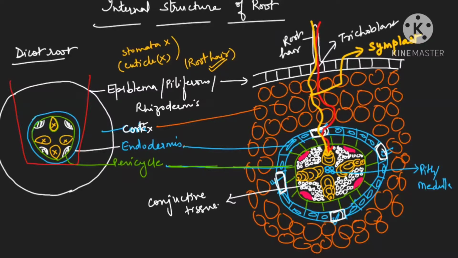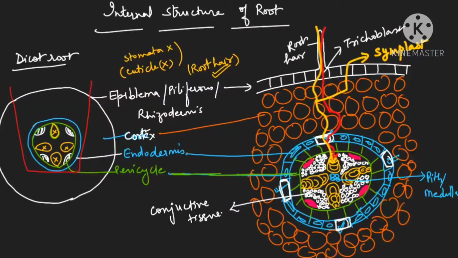But if water is coming through intercellular spaces, this one in red color which was coming from intercellular spaces, this is known as the apoplast pathway. Apoplast pathway. So I hope this diagram is clear to you.